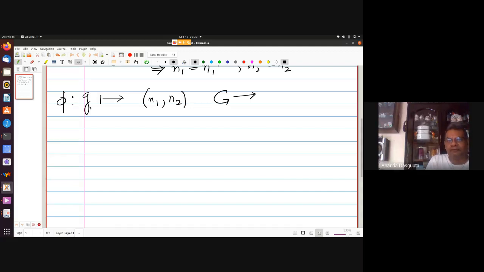This map maps small g into a pair of elements, and this map actually has a domain of capital G and a codomain of N1 direct product N2, right? Because the result is an ordered pair. That's what we did.